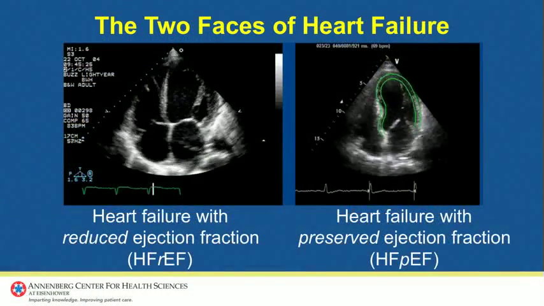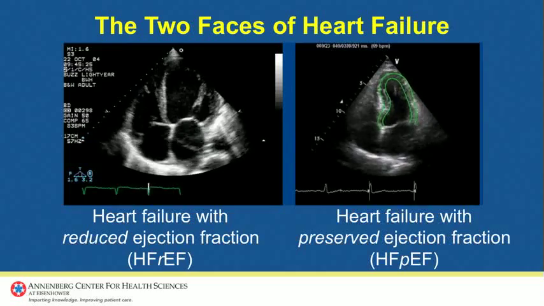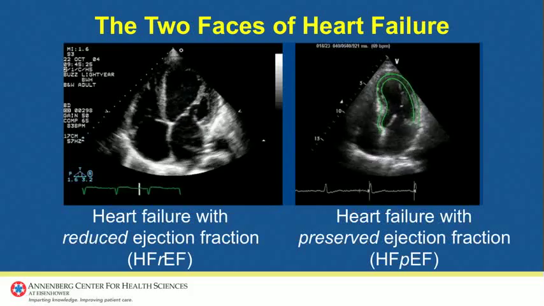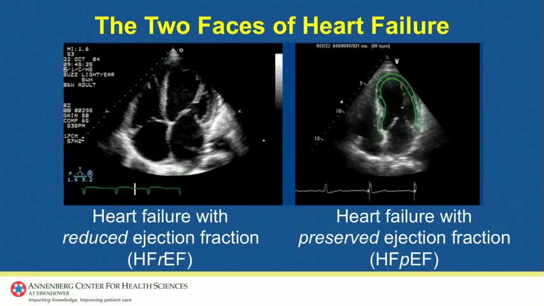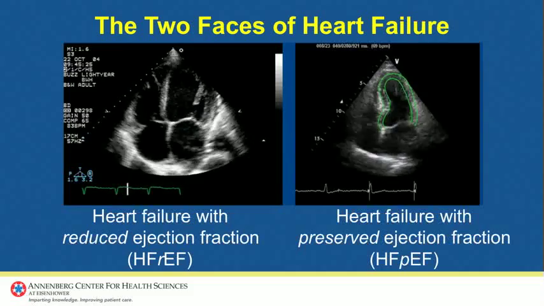Heart failure can be divided primarily into two groups. First, heart failure with reduced ejection fraction. I'll define that further in a minute. And second, heart failure with preserved ejection fraction. We know a good deal more about the reduced ejection fraction group than the preserved ejection fraction group, but we're gaining on the preserved ejection fraction as well.